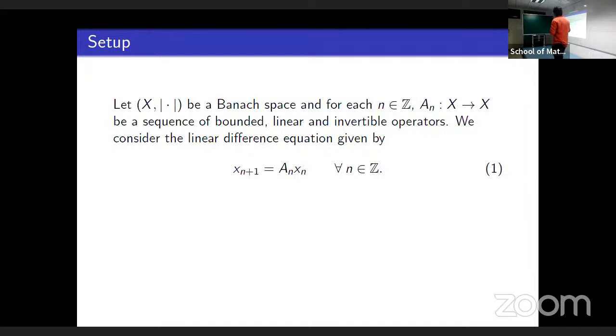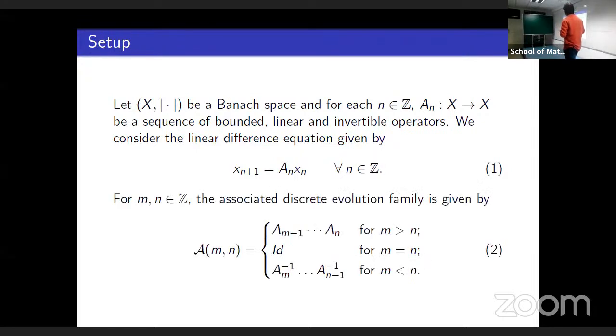Let us consider a difference equation in a Banach space X, given by equation 1. Here the linear maps A_n are bounded and invertible maps. Given this difference equation, we can find the associated discrete evolution family. It is given by a discrete operator with two parameters, m and n, belonging to the integer set. For m greater than n, it is defined as a composition of A_(m-1) up to A_n. When m equals n, this is the identity map, and when m is less than n, it is the composition of the inverse maps.